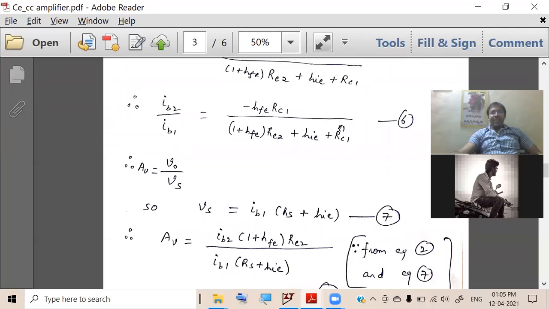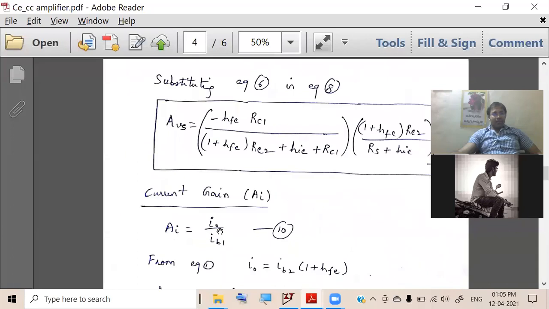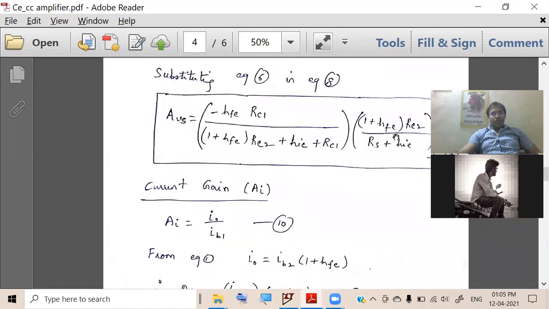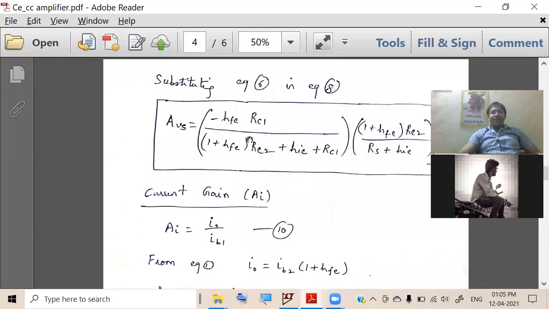So that we are replacing in place of IB2 by IB1. Here, minus HFE RC1 by 1 plus HFE RE2 plus HIE plus RC1. What is remaining? 1 plus HFE into RE2 by RS plus HFE. Over. This is AVS. So AVS we got.